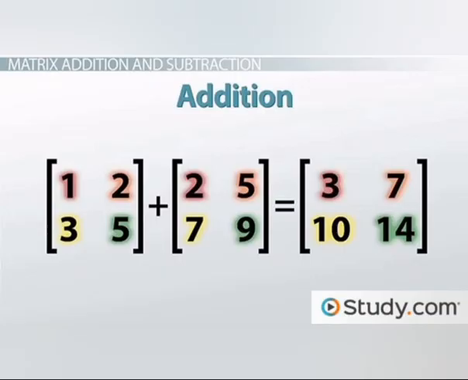To add or subtract matrices, add or subtract the corresponding entries. In the example below, the first entry is 1. Its corresponding entry in the second matrix is 2, adding up to give you 3. The second entry is 2 and the corresponding is 5, adding up to give you 7, and so on and so forth.